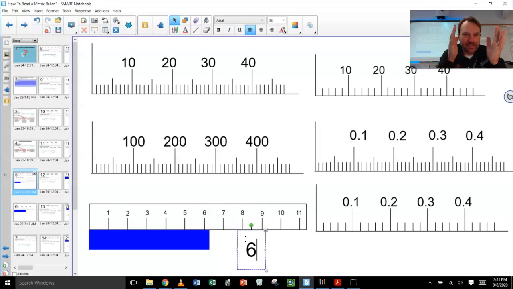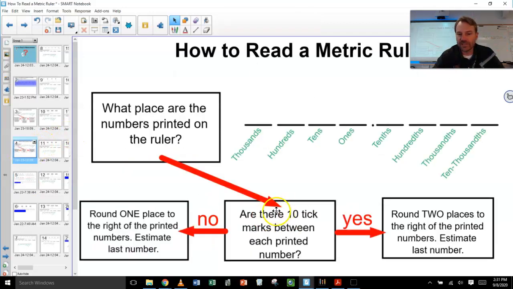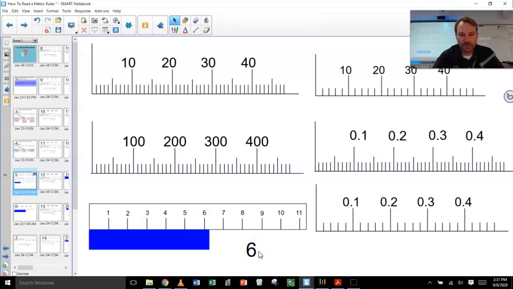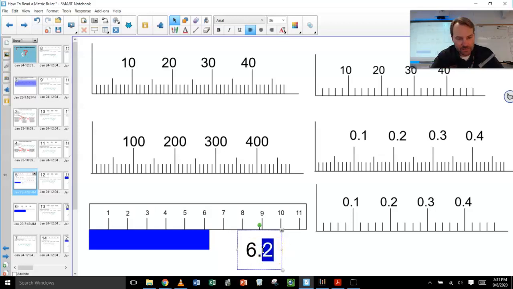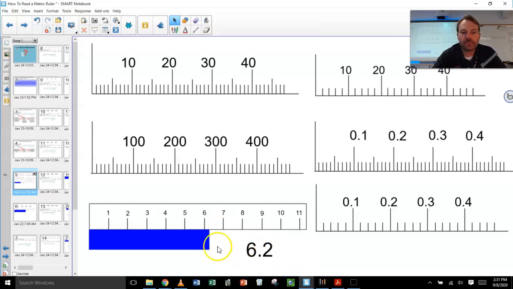Now, because there are not 10 divisions, right? Are there 10 ticks between each one? No, there's not. Then only go one place to the right of the printed number. So here I'm going to say 6.2. This is a rounding. I would accept 6.1, I would say 6.3, but you do your best. To me, that didn't look like a third, and it definitely didn't look like a tenth, so I went with 0.2. That's my best guess.